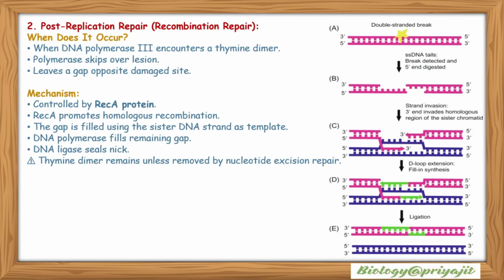Post-replication repair, or recombination repair. When does it occur? When DNA polymerase 3 encounters a thymine dimer, the polymerase skips over the lesion and leaves a gap opposite the damaged site. This is the step-by-step process, which is controlled by RecA protein. RecA protein promotes homologous recombination. This gap is filled using the sister DNA strand as template, and DNA polymerase fills the remaining gap. DNA ligase seals the nick, then the thymine dimer remains unless removed by the nucleotide excision repair system.